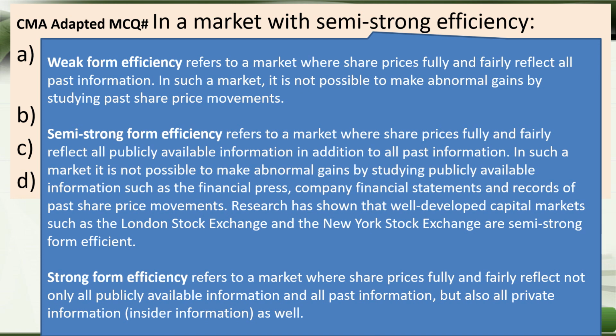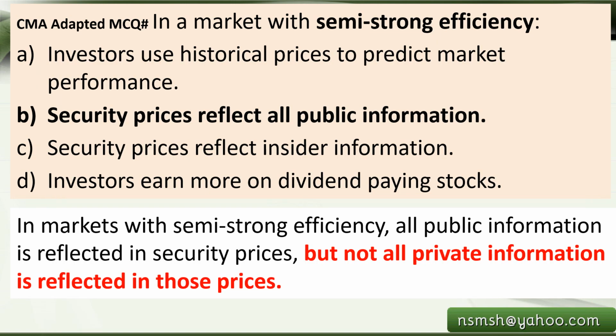With this understanding, if we read that question, we will get that option B stands for the semi-strong efficiency, because security prices reflect all public information in the semi-strong efficiency. In markets with semi-strong efficiency, all public information is reflected in security prices, but not all private information is reflected in those prices, like inside information and other things.